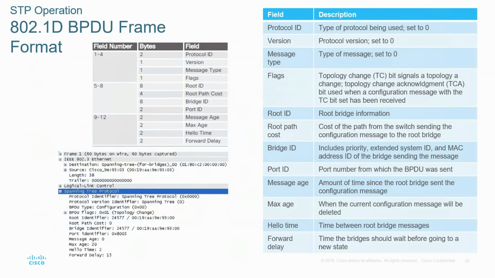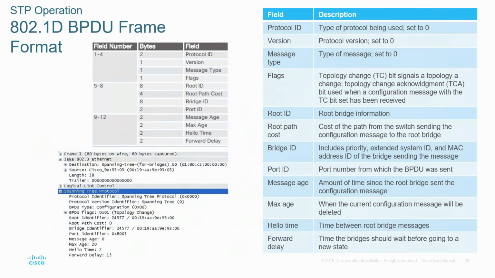And so you have another timer, which is the message age. The message age is the time since the root bridge sent the last configuration message. And then you have max age. The max age is the maximum time before a switch would determine that something has gone wrong. It's the max time, so that if the switch has not received the hello message, it will determine that the link has failed. And then finally, you have the forwarding delay.